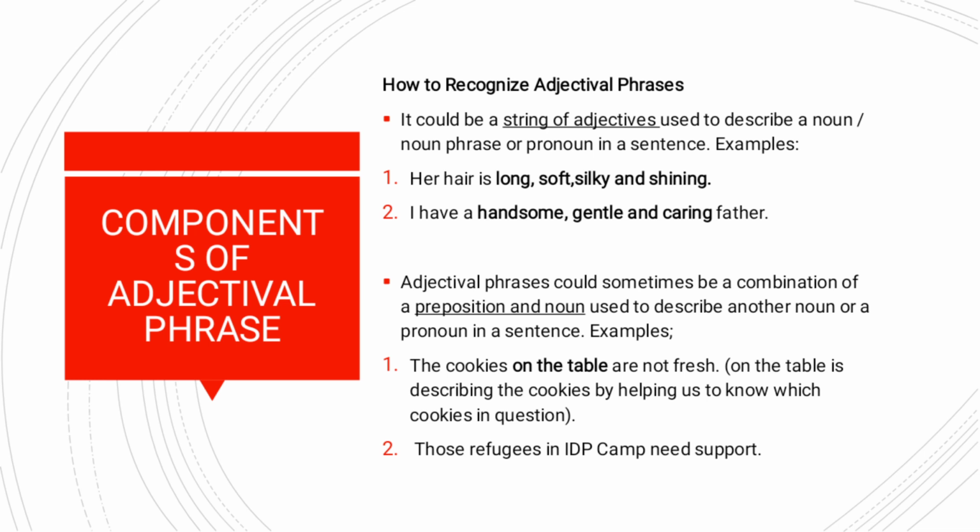Example 2. Those refugees in IDP camp need support. Now look at the adjectival phrase in this sentence: in IDP camp. It is made up of a preposition, in, combined with a noun phrase, IDP camp, helping us to know which refugee needs support.